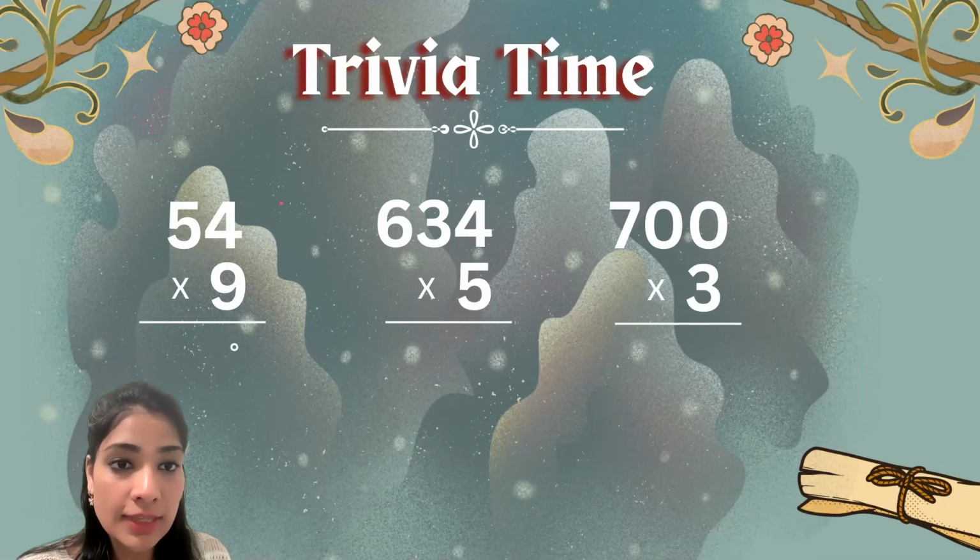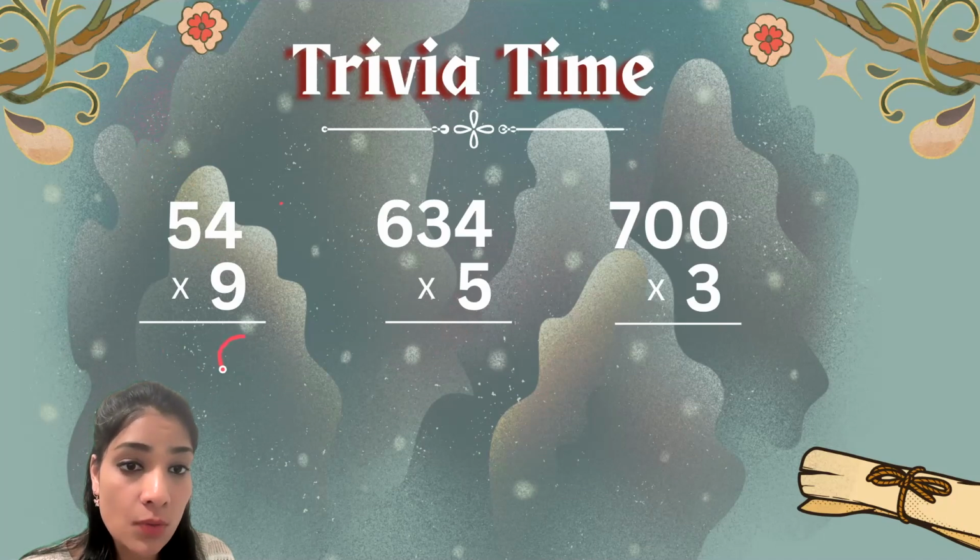Let's solve it together. 9 fours are 36. We place 6 on ones column and take 3 as a carry to the next digit on the left. 9 fives are 45. 45 plus 3 is 48. We place 8 in the tens column and take 4 as a carry to the next digit. Since there is no more numbers to multiply, we bring the 4 down in the result. What do we get? 486.